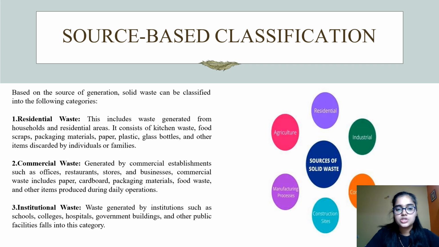Second is commercial waste. These are generated in commercial establishments such as offices, restaurants, stores, and businesses. Commercial waste includes paper, cardboard, packaging material, food waste, and other items produced during daily operation. Third is institutional waste. Waste generated by institutions such as schools, colleges, hospitals, government buildings, and other public facilities come under this category.